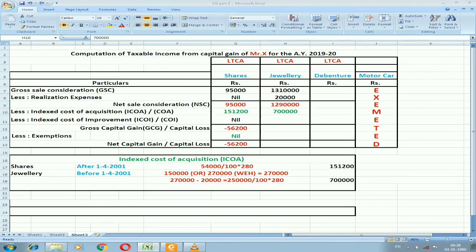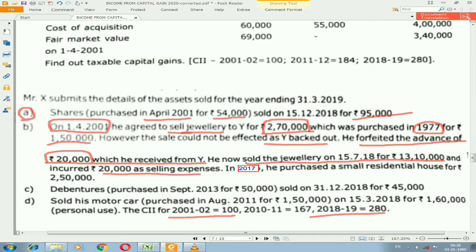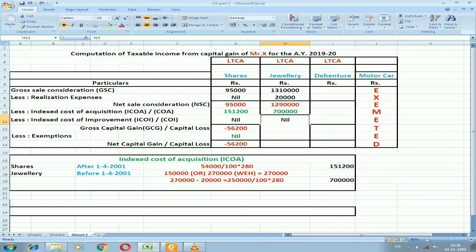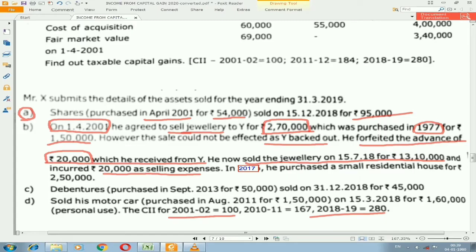Then we need to check whether we have any improvements. In this we don't have any improvements, it will be nil. Totally you'll get 5,90,000. Let us check whether we have any exemption or new investment.